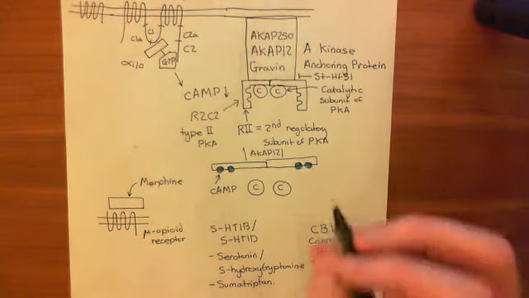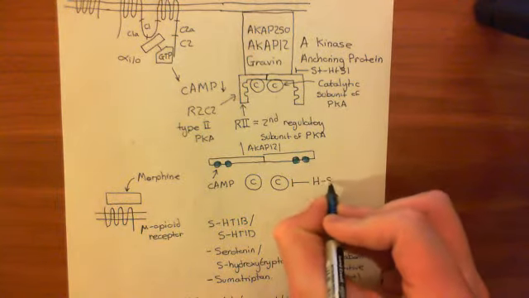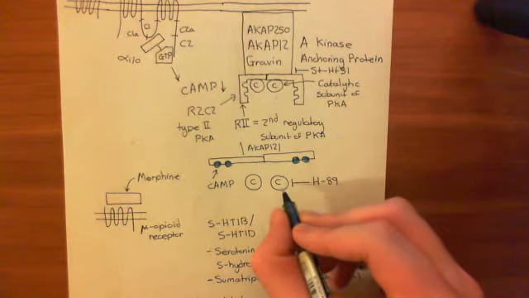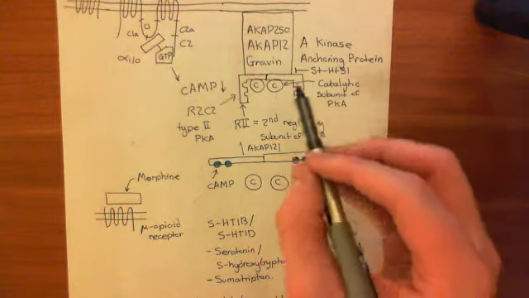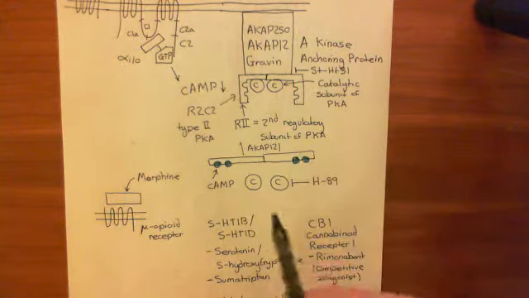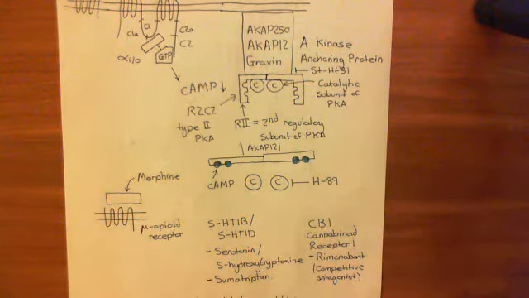Okay, now another drug is H89, and H89 basically inhibits the catalytic subunit. So it's a drug which binds to the catalytic subunit and stops it from doing its job. So even when the regulatory subunits of protein kinase A bind cyclic AMP, these catalytic subunits can dislocate, but H89 will bind to them and inhibit them, and stop them from adding phosphate groups onto serine and threonine residues of proteins.